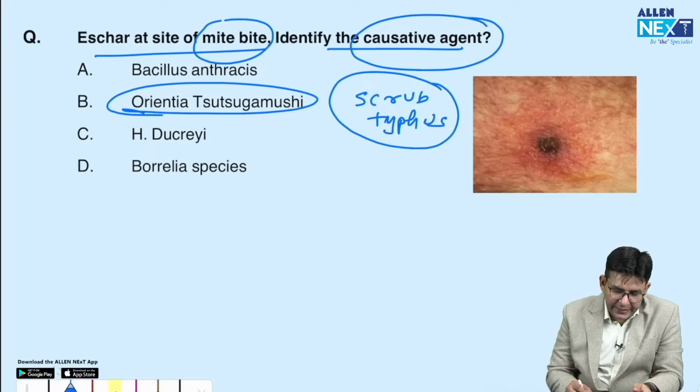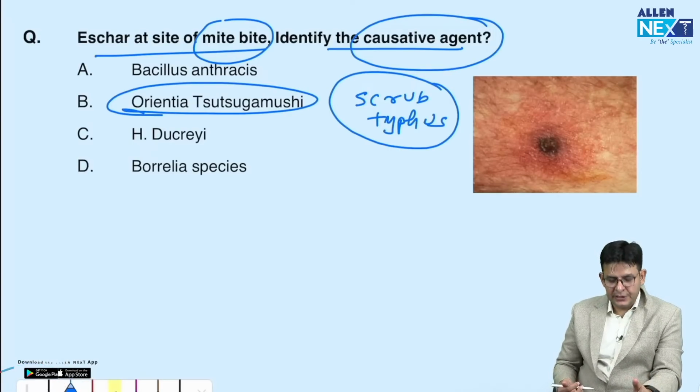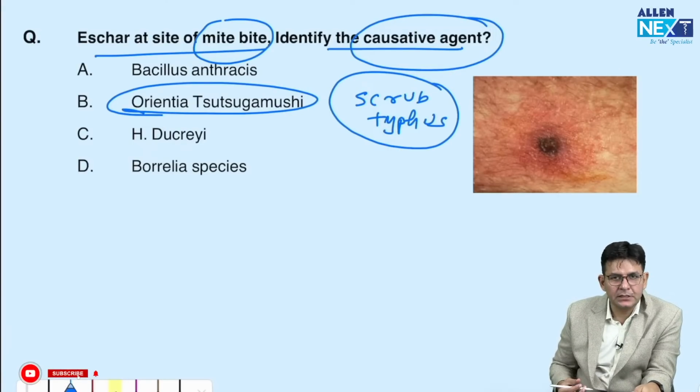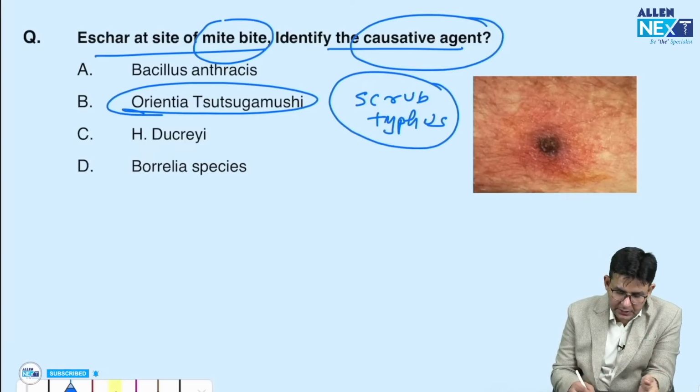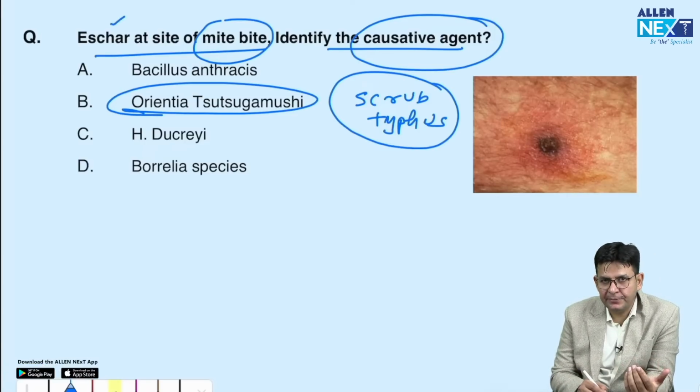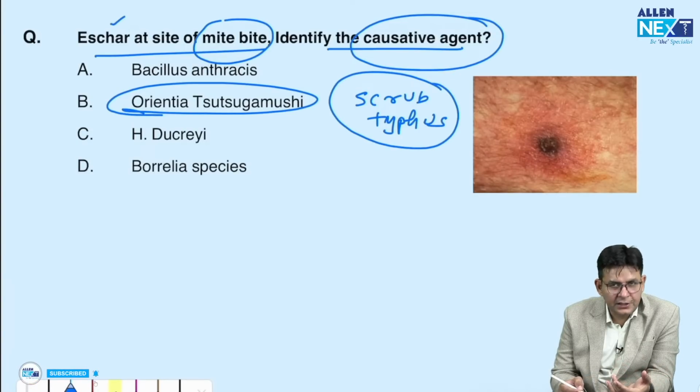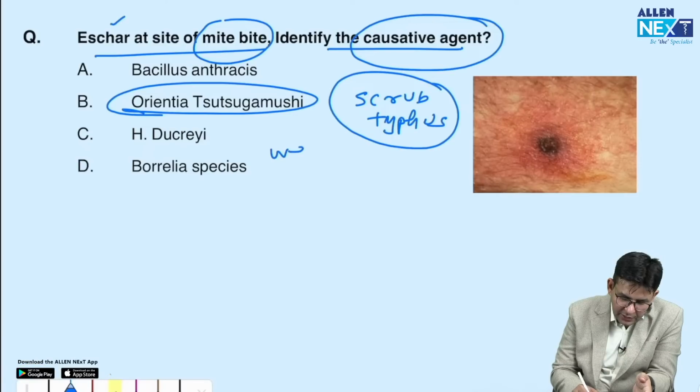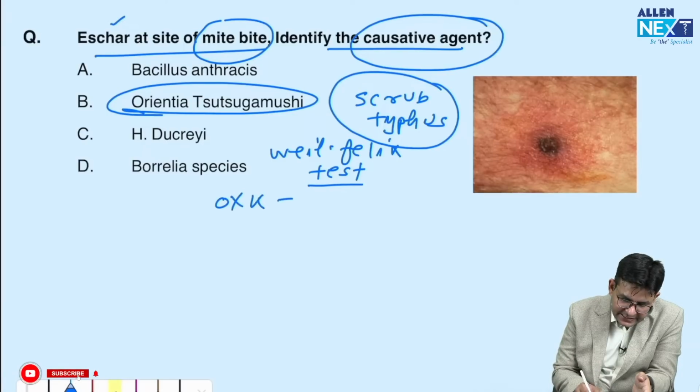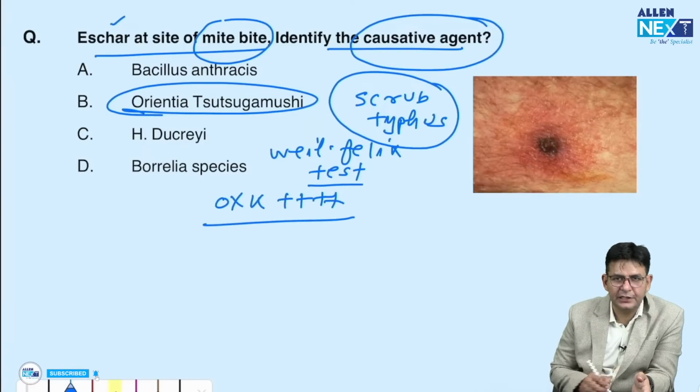Eschar at the site of mite bite, identify the causative organism. Scrub typhus is the disease and the organism is Orientia tsutsugamushi. Important is that in the history you have a black eschar, a rash, and a hilly region history. These are all features. They also talk about the Weil-Felix test. Weil-Felix test is OXK, strongly positive.